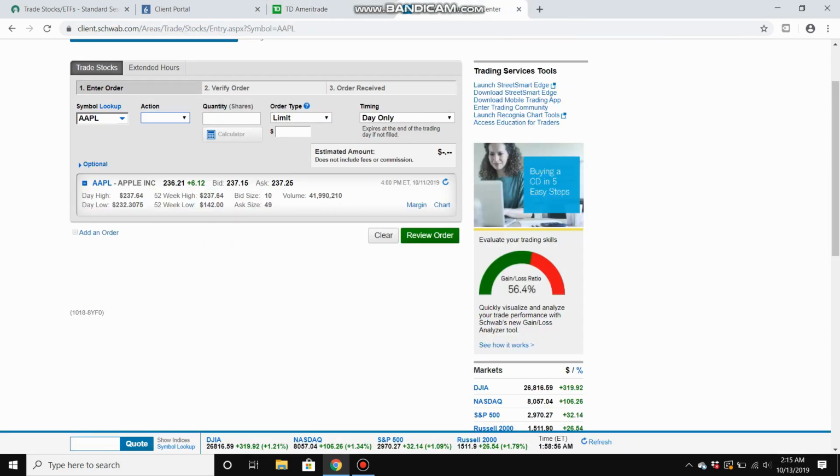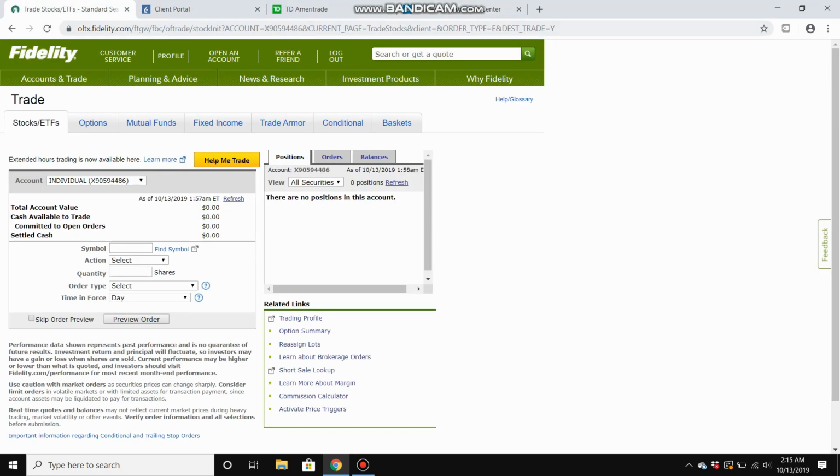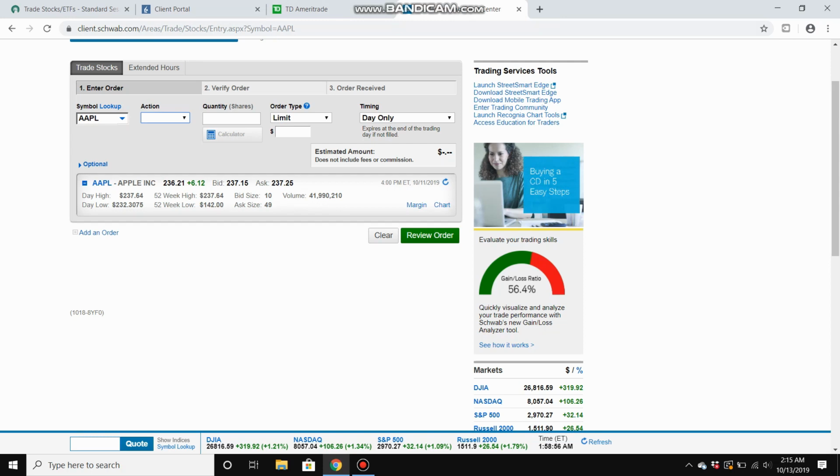You have the symbol. We're going to use Apple for example. The ticker symbol is the 3 to 4 letter abbreviation for that company. AAPL is Apple, and that AAPL will work on any other broker. Then you have action: buy, sell, and sell short.